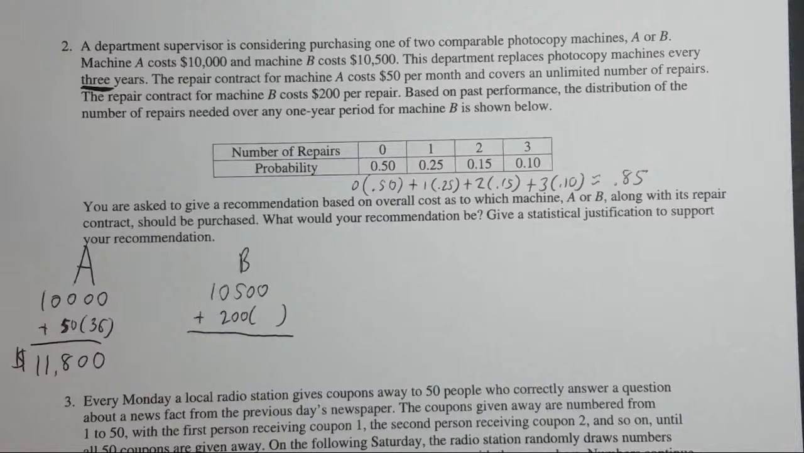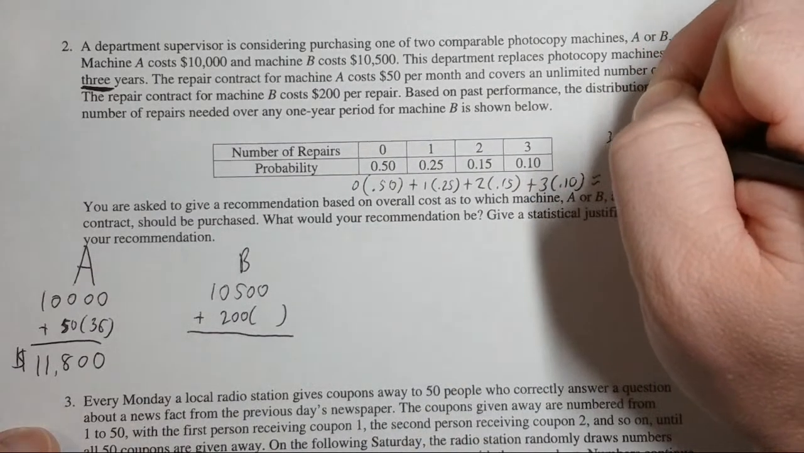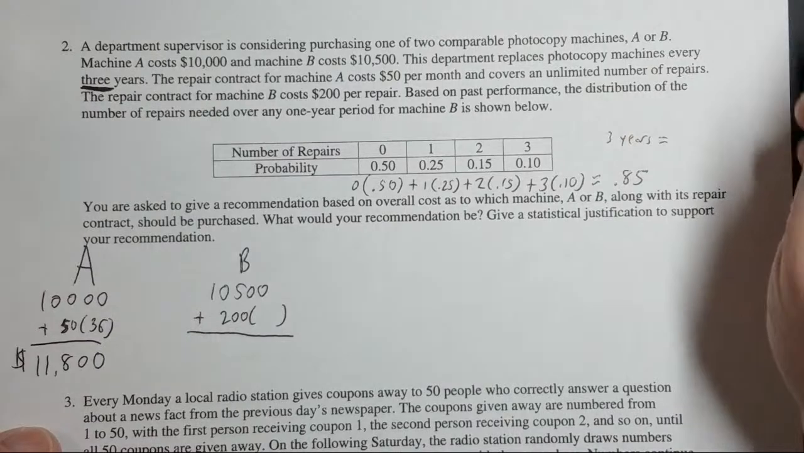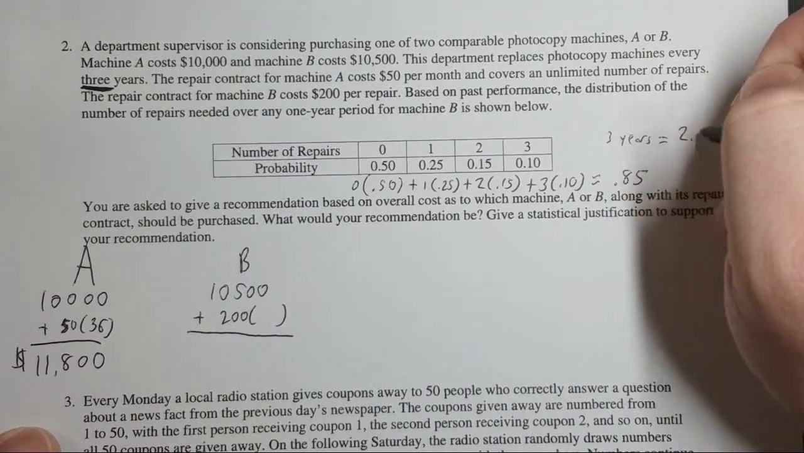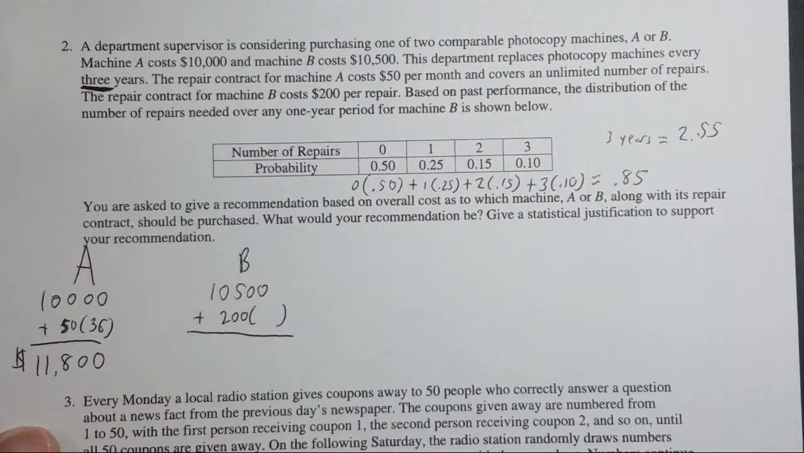Again, this is expected value. If you had 1,000 companies doing this, and you average together the number of repairs that they would have over the course of 1 year, it would average out to be 0.85. Some would need 0, some would need more than 1. But now, over the course of 3 years, multiply that by 3, there would be 2.55 expected repairs over the course of 3 years.